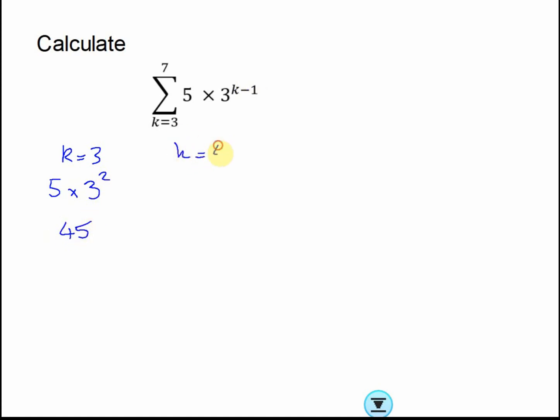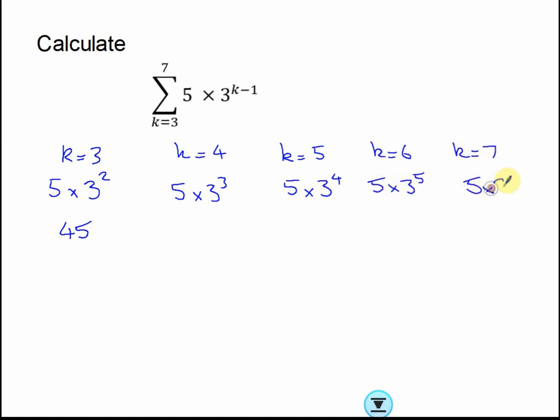So when k is 4, we're going to have 5 times 3 cubed. When k is 5, we have 5 times 3 to the power 4. I'm just going to write them all down, why not? It's only short. So 5 times 3 to the 5 and 5 times 3 to the 6. I'm just going to type this into my calculator really quick. There's a limit to my multiplication. 81 times 5. Should know that one. That's easy, isn't it?